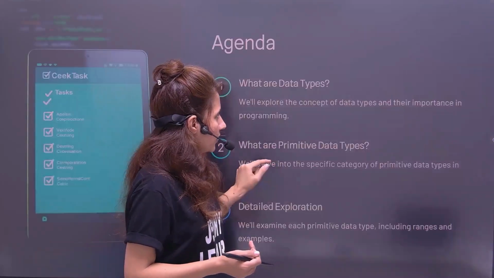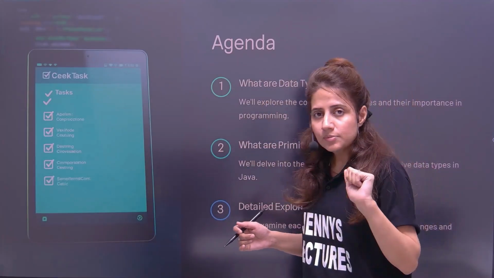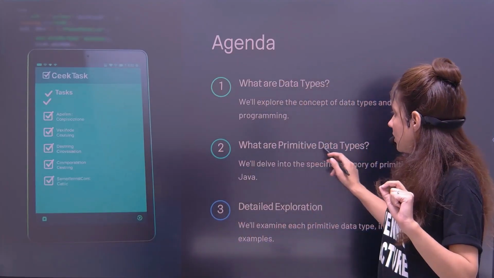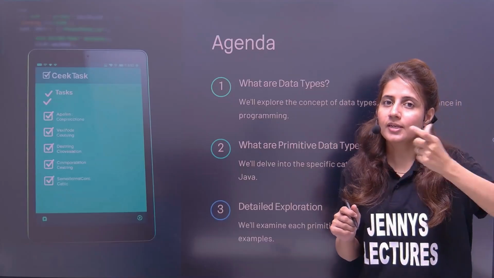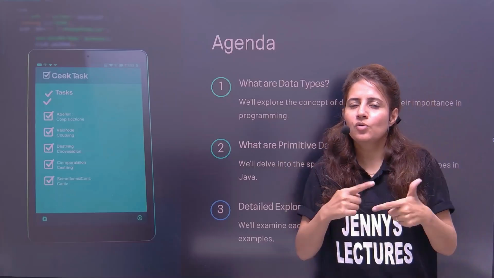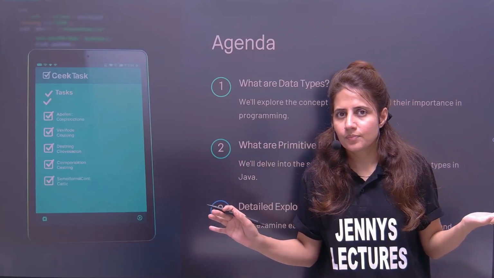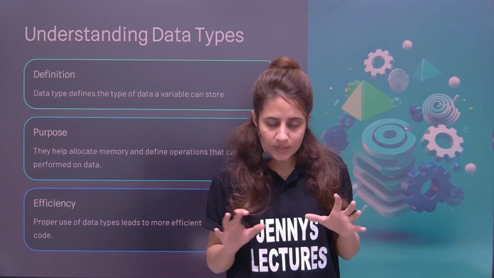What we will be discussing in this lecture is what data types are. Then we'll see the two different categories of data types. And then we'll look at primitive data types, and we will explore all the primitive data types one by one. Okay, now let's understand what a data type is.